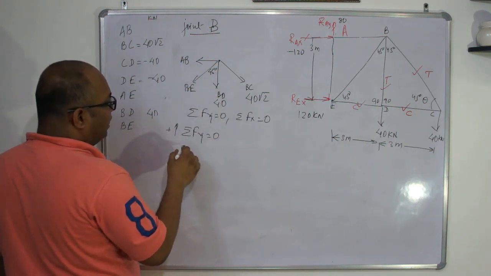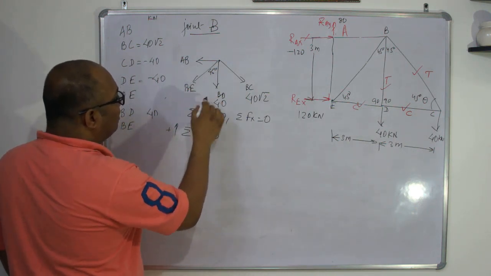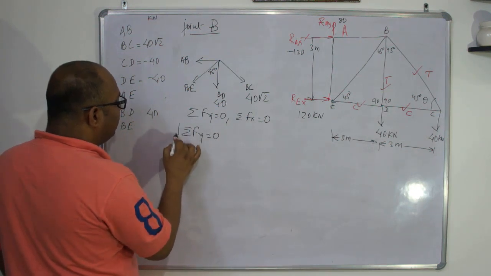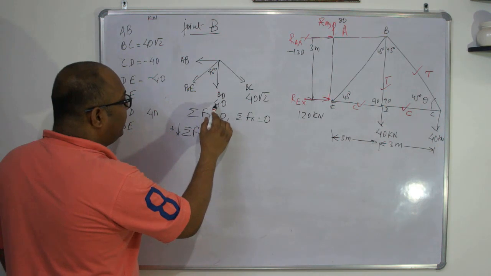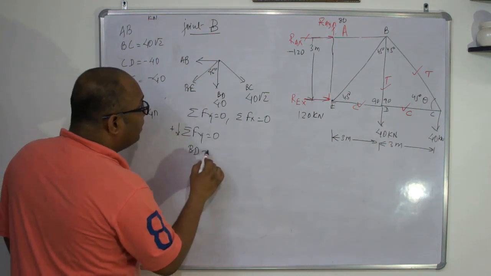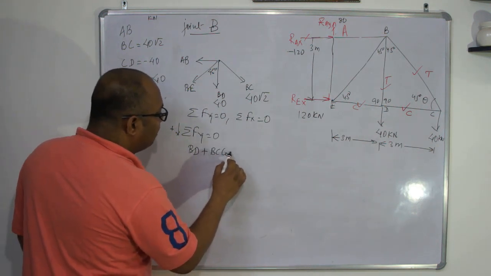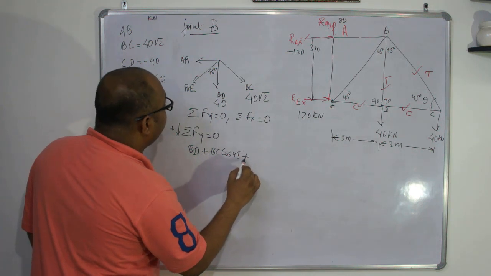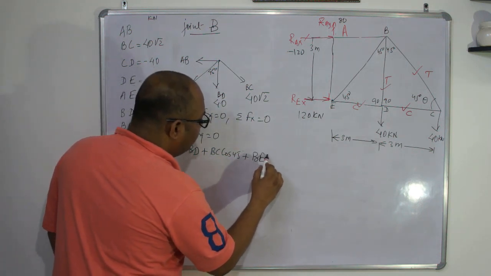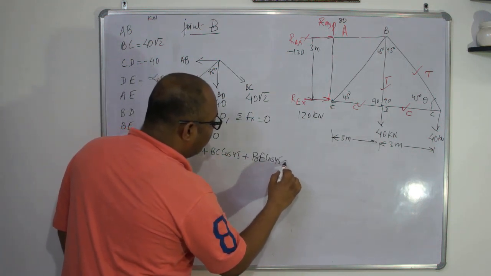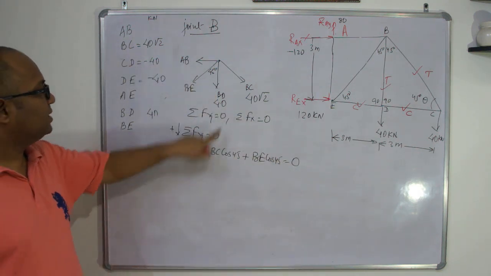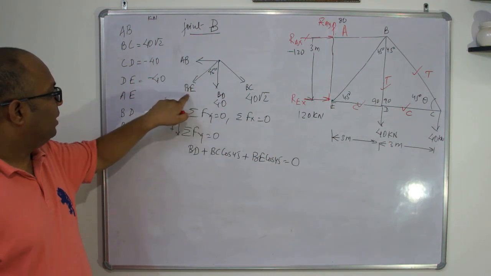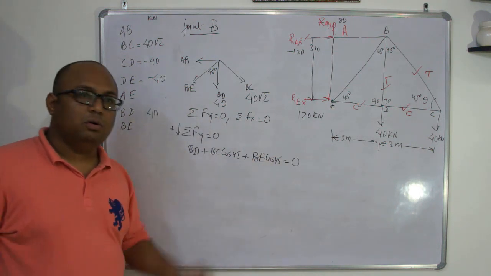So let us take this value. I can assume downward as positive, no problem. This will be slightly easier to solve. So BD plus BC cos 45 plus BE cos 45 equals to 0.